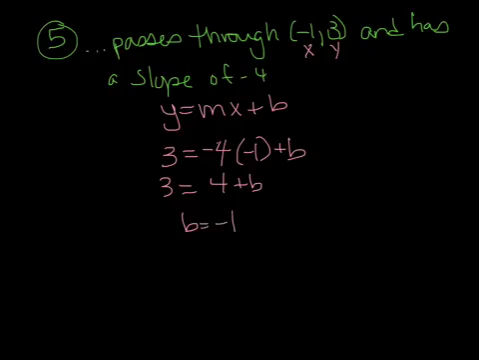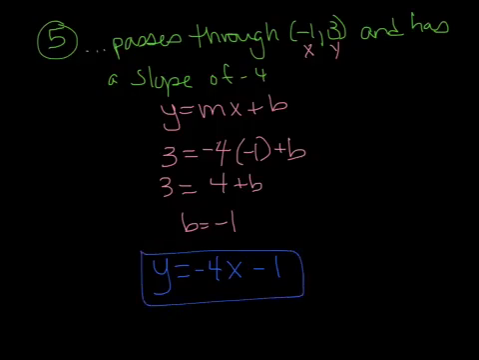Now remember, negative 1 is not the answer to the problem. The answer to the problem is the actual equation. So I'm going to substitute into the equation. I end up getting y equals negative 4x minus 1. So I substituted in m equals negative 4, I substituted in b equals negative 1, and that's my equation.